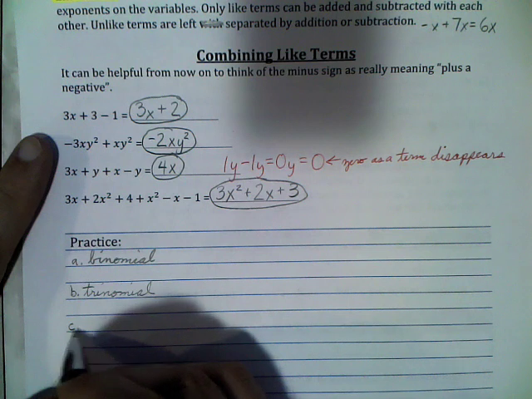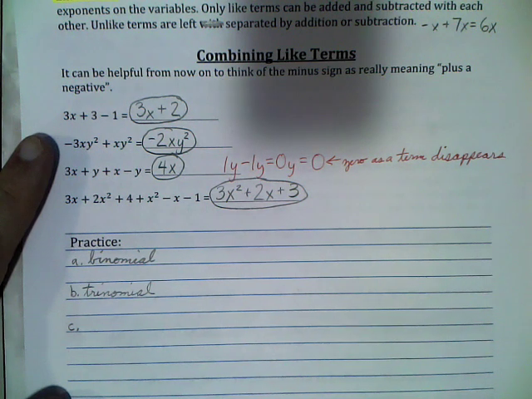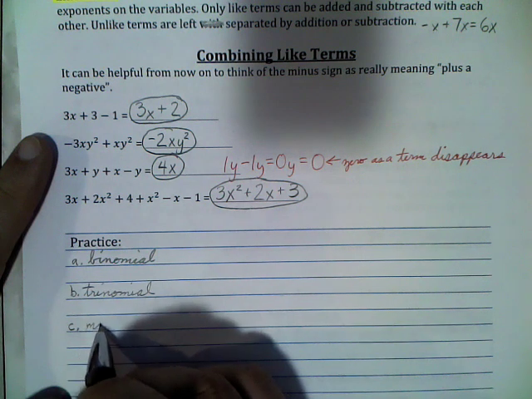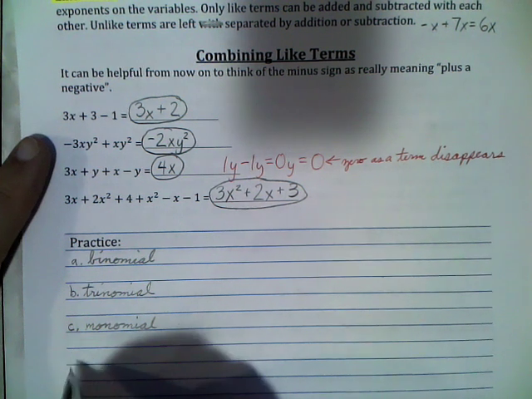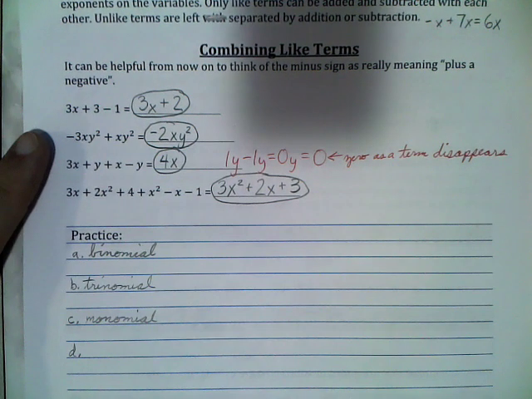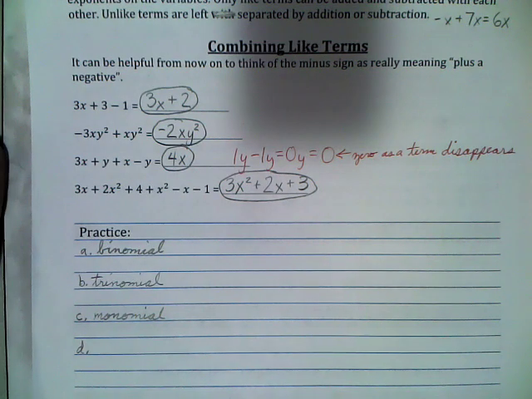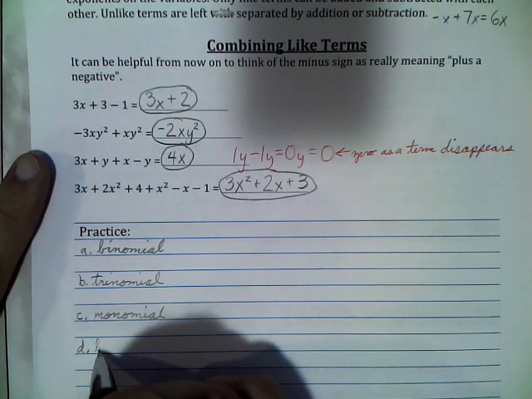Letter C, a negative 2x cubed y z squared. Well, we never stopped, which means that all that's just part of one term, one monomial. And then finally D, a negative 2x squared y minus, stop. So that negative 2x squared y is my first term. Minus 4xy squared. Oh, that must be my second term. So two terms means binomial.